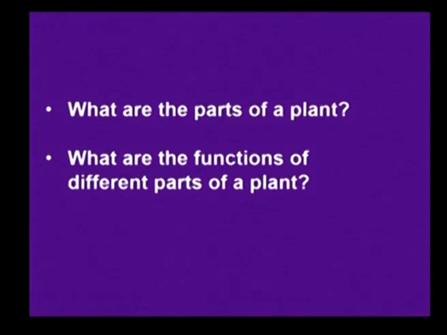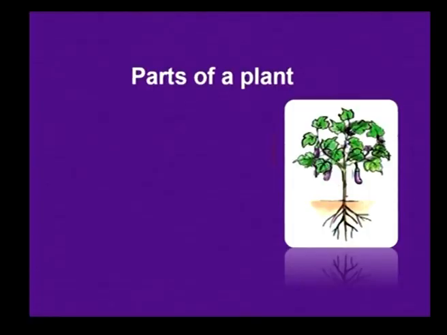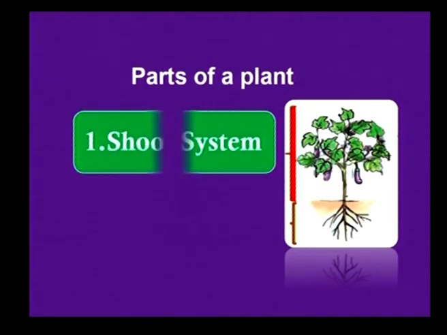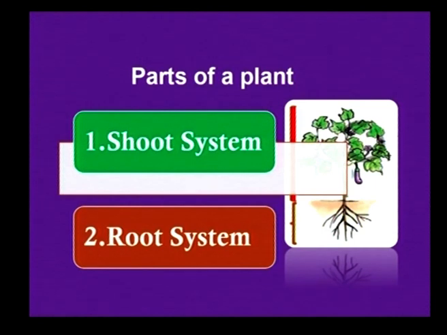Do you know the parts of a plant? What are the parts of a plant? And what are the functions of different parts of a plant? A plant consists of mainly two parts, the part above the ground and a part below the ground. The part above the ground is called the shoot system and the part below the ground is called the root system. The plant bears stem, leaves, flowers and fruits.